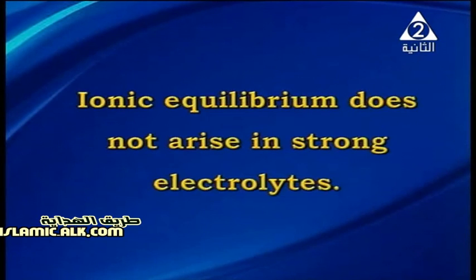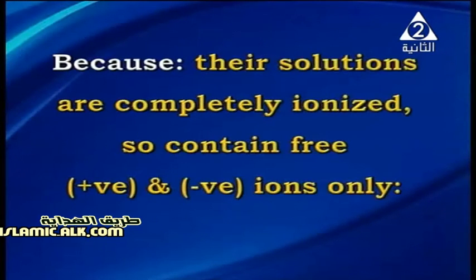Ionic equilibrium does not arise in strong electrolytes because their solutions are completely ionized, so they contain free positive and negative ions only. As the equation proceeds on the screen, AB strong electrolyte, all the molecules are ionized into A positive ions and B negative ions.